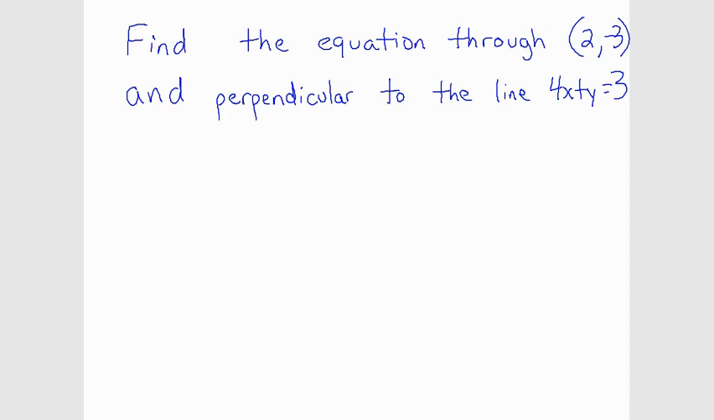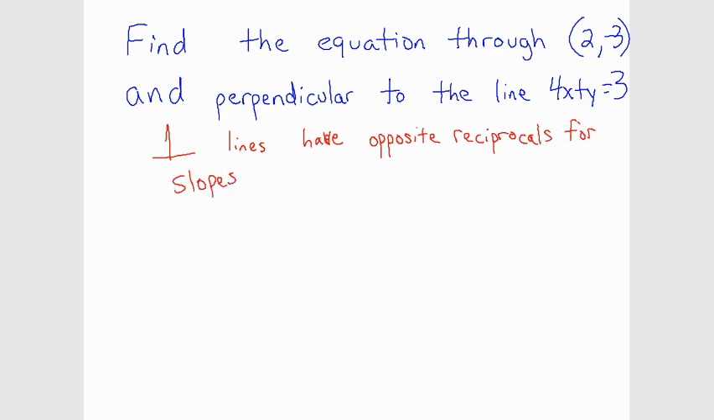Let's look at when the lines are perpendicular. So once again, find the equation through the point (2, -3) and perpendicular to the line 4x plus y equals 3. So let's recall that perpendicular lines, actually, I'll use the mathematical notation. Perpendicular lines have opposite reciprocals for slopes. Okay.